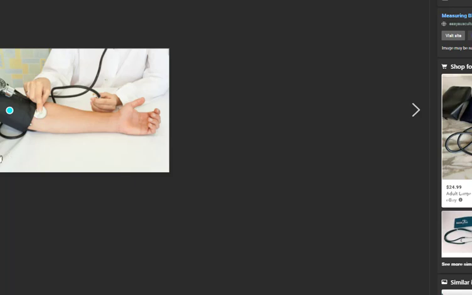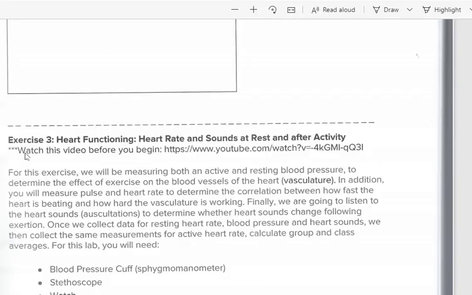So the only thing you have to do if you have a digital one is make sure that you don't put the tubing behind the arm, because the artery is right there.